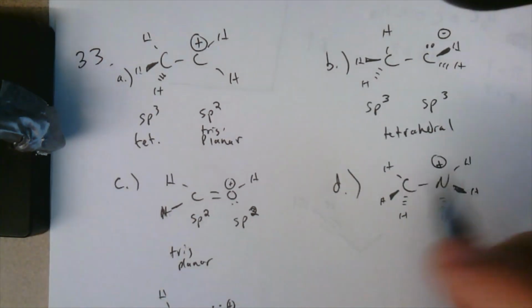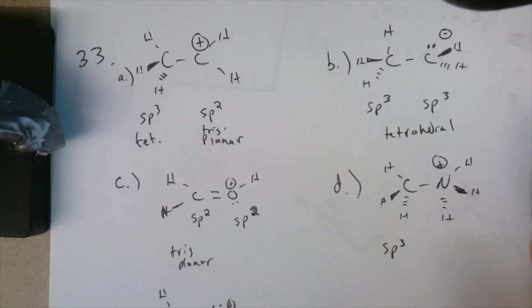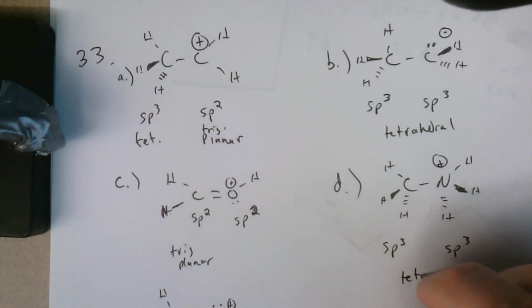Okay, here again we have an sp3 tetrahedral carbon. We also have a nitrogen with 4 different things attached. So that's an sp3 nitrogen. Both of those geometries are going to be tetrahedral as well.